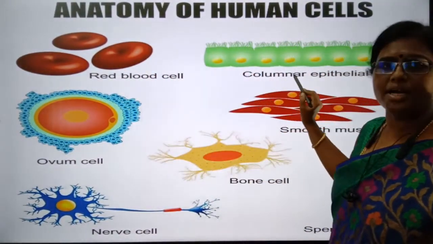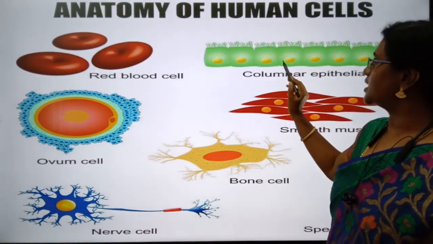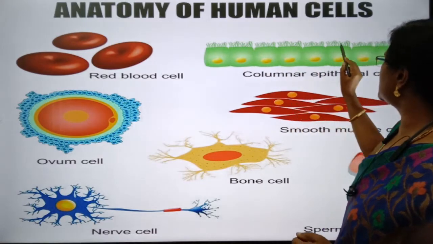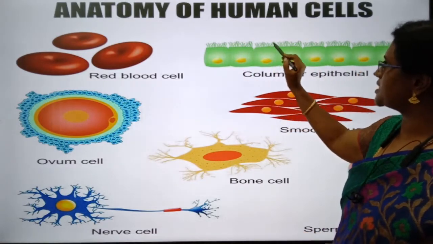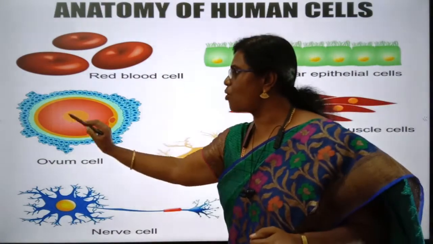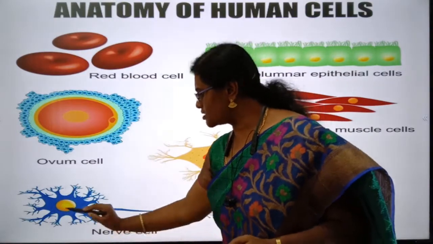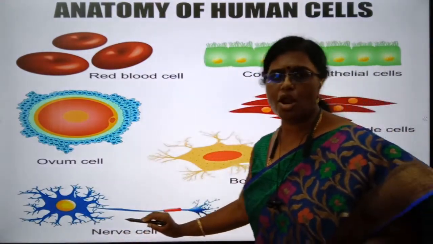Next is columnar epithelial cells. This cell helps in protection. This is called ciliated columnar because cilia are present. The small hairs present here are cilia. This is the ovum, which helps in fertilization and reproduction. Next one is the nerve cell. You can see a long nerve cell.